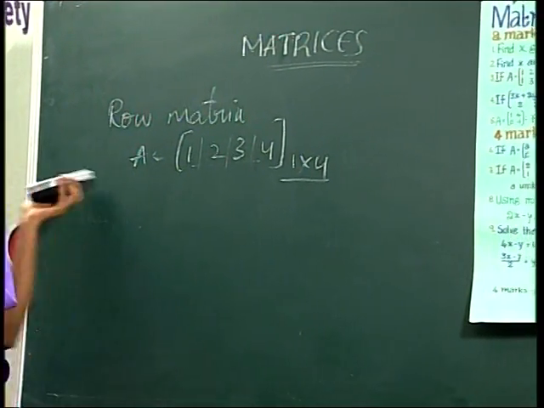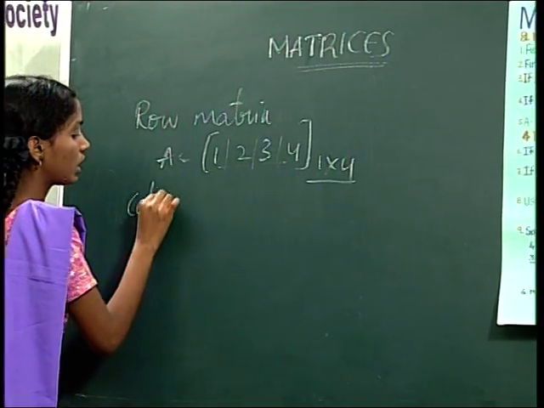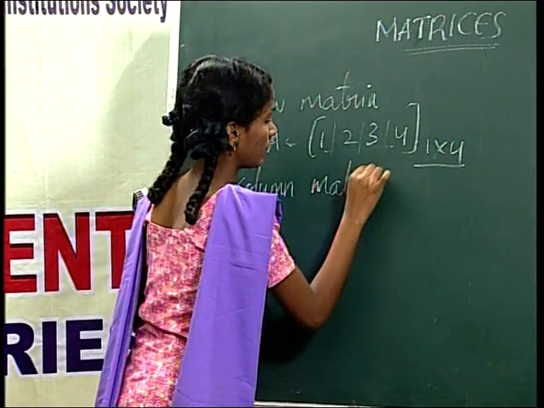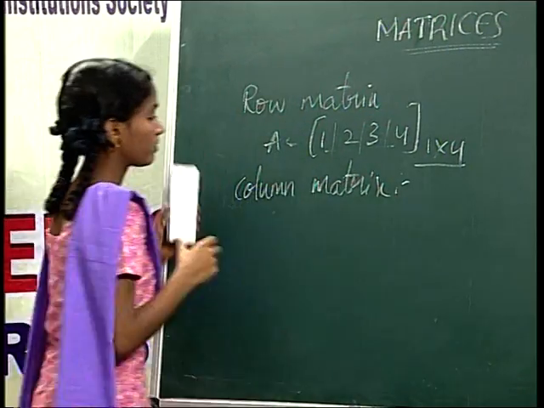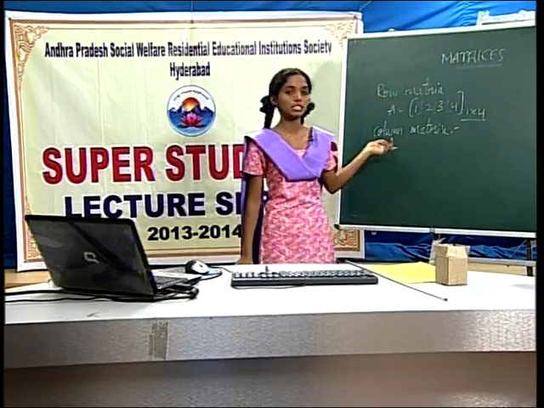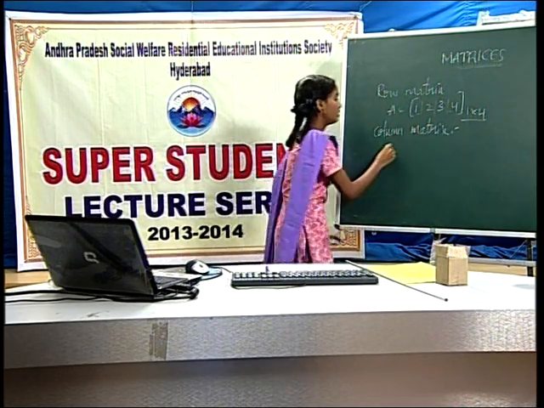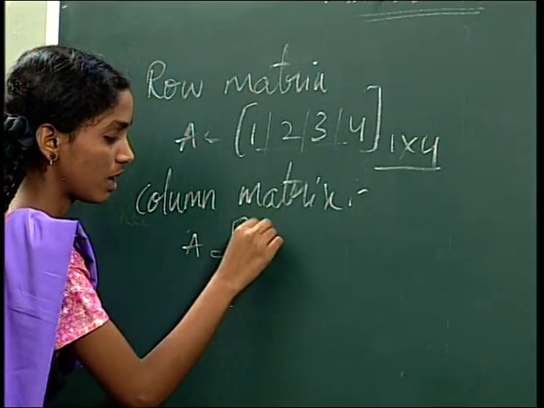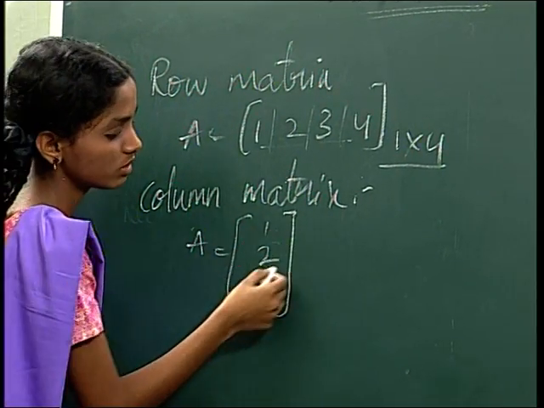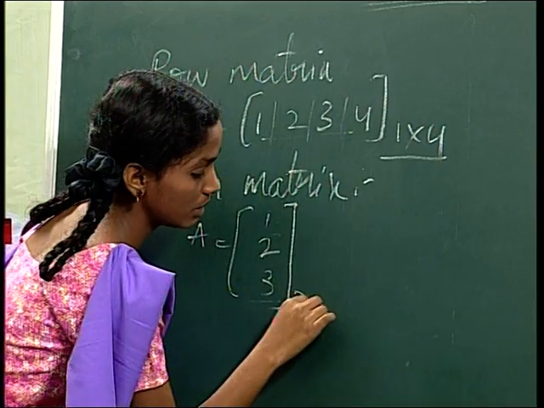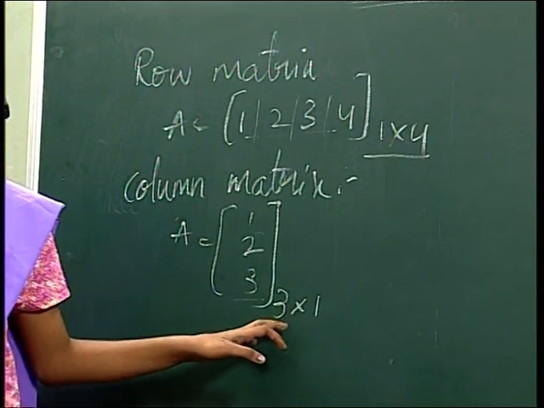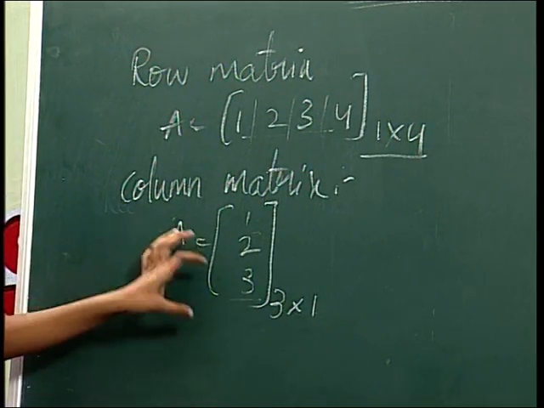Next we will see the column matrix. The vertical line is called a column. When the elements are arranged in only one column, it is called a column matrix. For example, A equals 1, 2, 3. Here how many rows? 3 rows. How many columns? 1 column. The order of the matrix is 3 by 1. It is a column matrix.